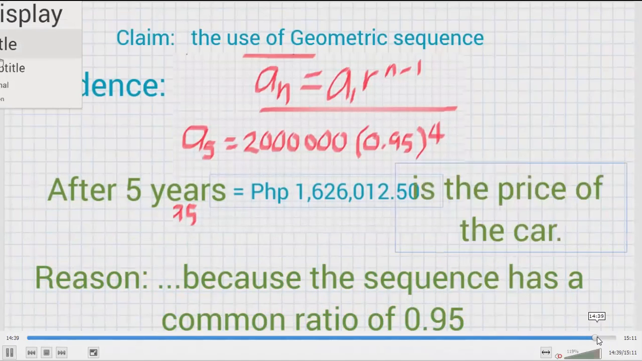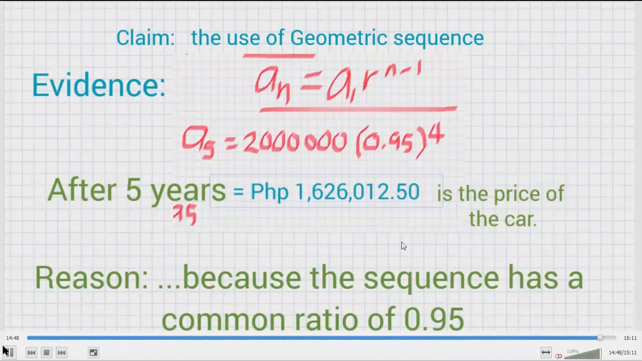Okay, so again, you can write your evidence here. I just wrote it directly, so you can also write the pattern in the sequence on how you arrive at your common ratio.